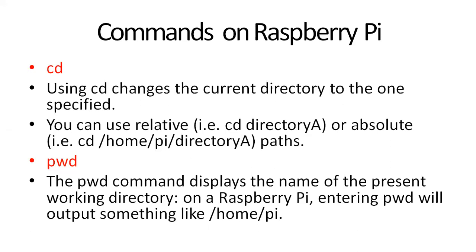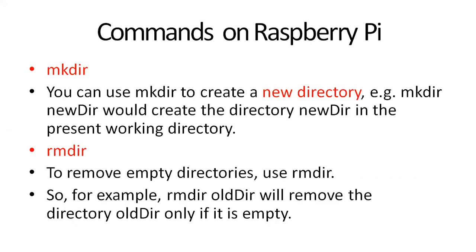Here, pwd. What is pwd? Present working directory. The pwd command displays the present working directory, for example, /home/pi. Which directory are you presently in? That means you are in the console here. A command from the command prompt, you are going to execute from the console. What is the present working directory? That shows the present working directory, and then mkdir.